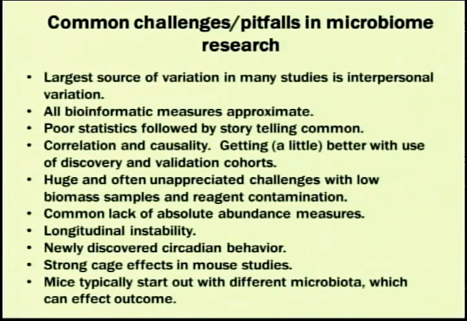So, starting from the top, the largest source of variation in many studies is interpersonal variation. So if you take a sample from one human who's healthy and sequence it, and one sick person and sequence them, they'll very likely be different, but that doesn't mean it's because of the disease state. People tend to be really different from each other. So to carry out a meaningful experiment, you have to sample the population much more broadly of healthy people, sample the population of sick people, and then compare them in some more sophisticated way, like the UniFrac method I described.